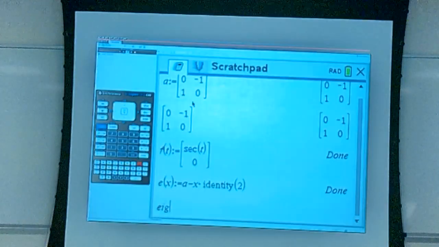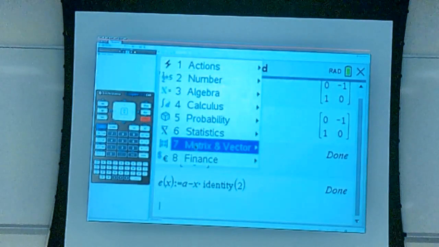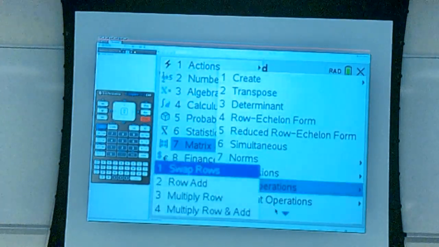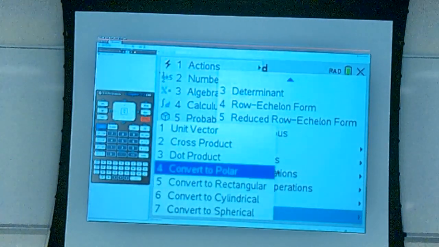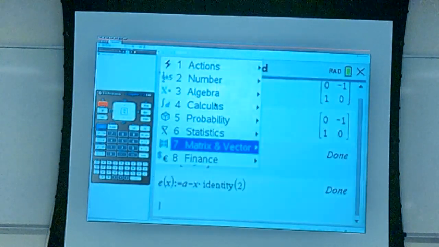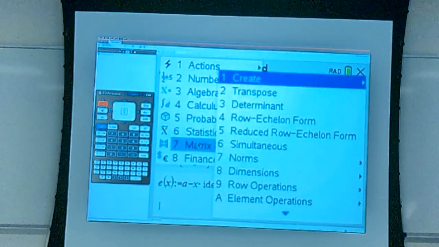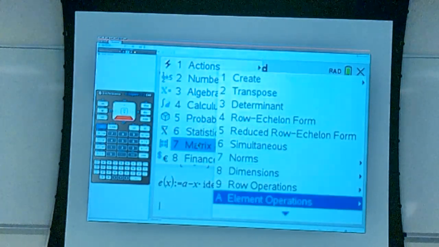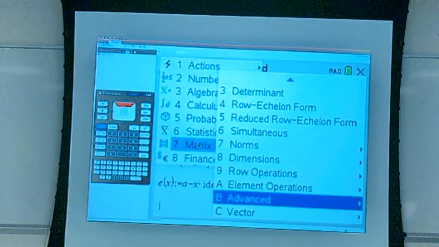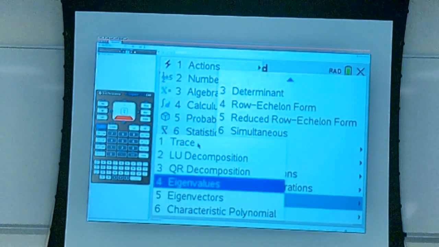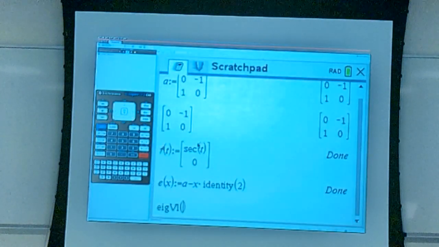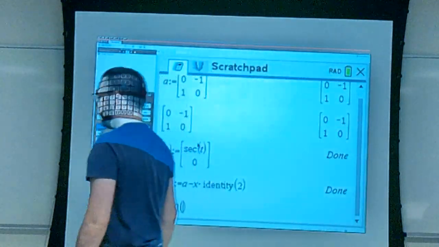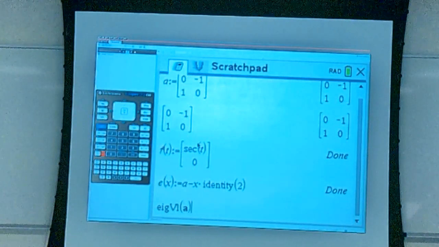Now what was it? Menu, matrix, and vectors. Advance. So next, eigenvalues. Oh, big capital D, L, okay. We want the eigenvalues of A, right?